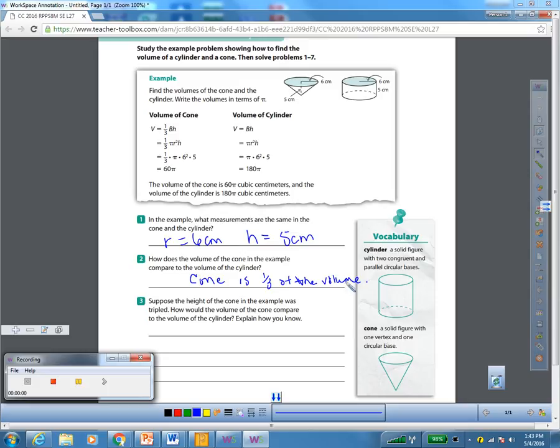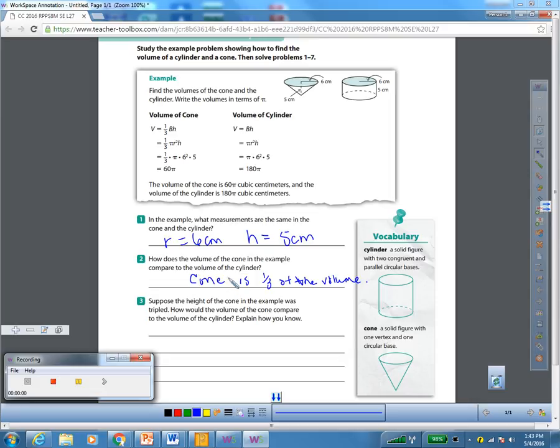Class, this is Mrs. Pemberton with Homework Helpful, pages 269 and 270. So the first one, you're looking at the example with the cone and the cylinder, and it's asking you what dimensions are the same. If you look, the radius is the same, 6 centimeters on both, and the height is the same, 5 centimeters.